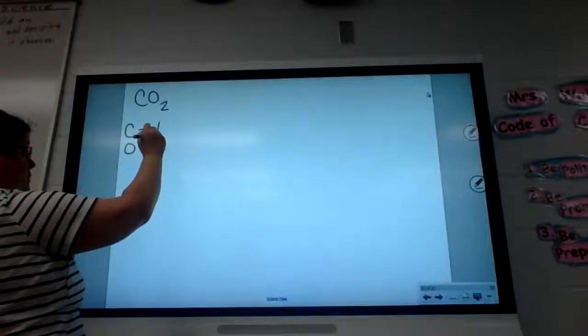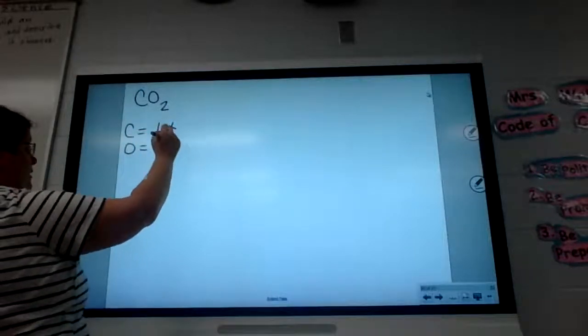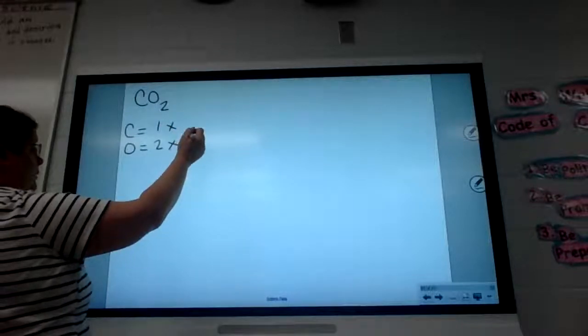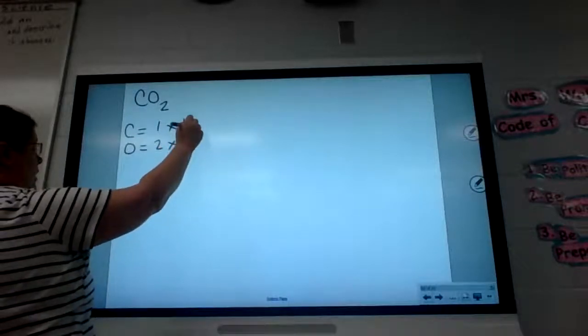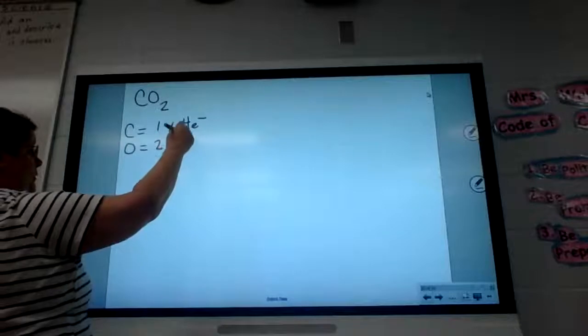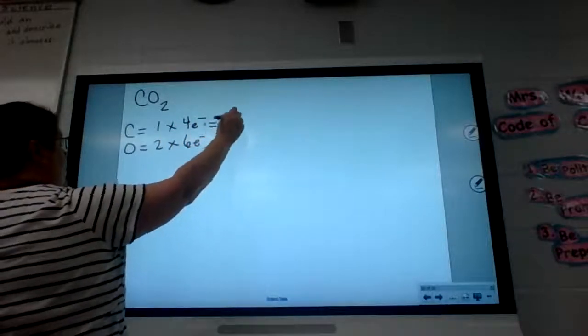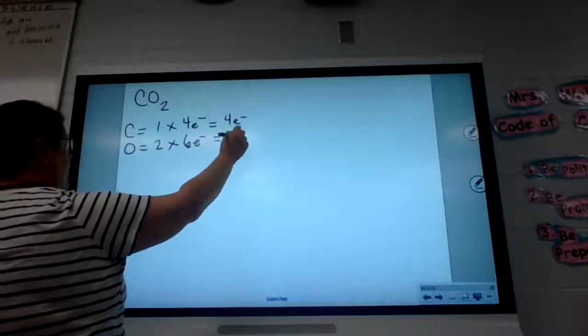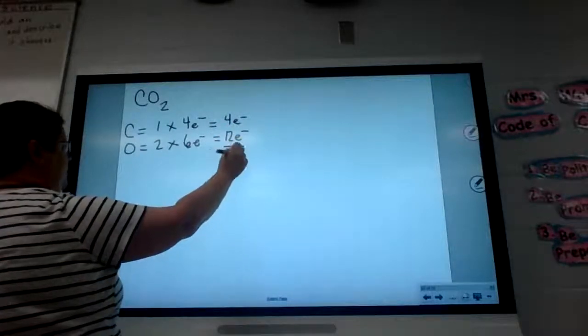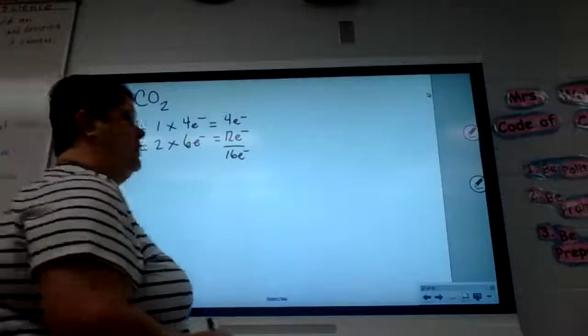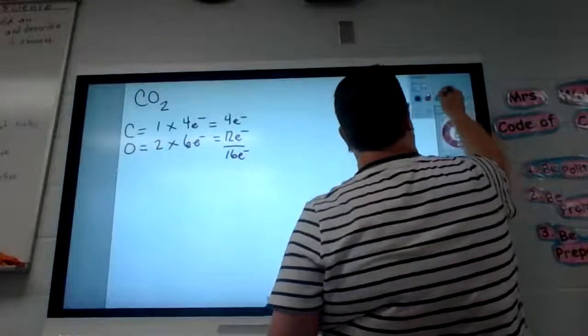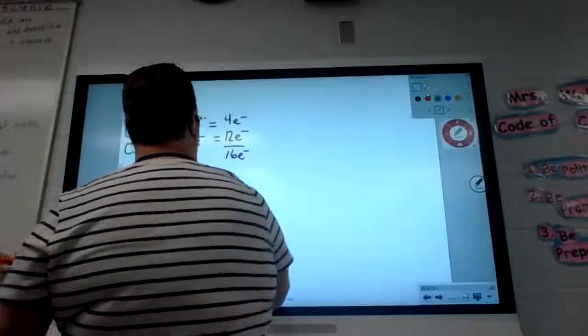How many oxygens? 2. How many electrons does carbon have? 4. And how many oxygen electrons do we have? Okay, so when we multiply, we get 4, we get 12. When we add it up, we get 16. All right, who do we want our central atom to be? C. Good.